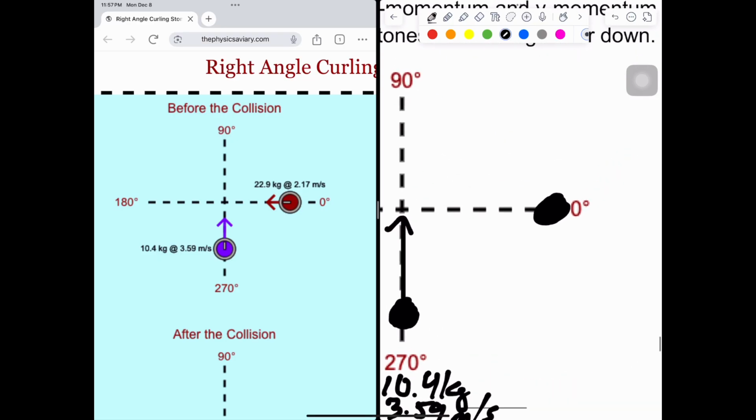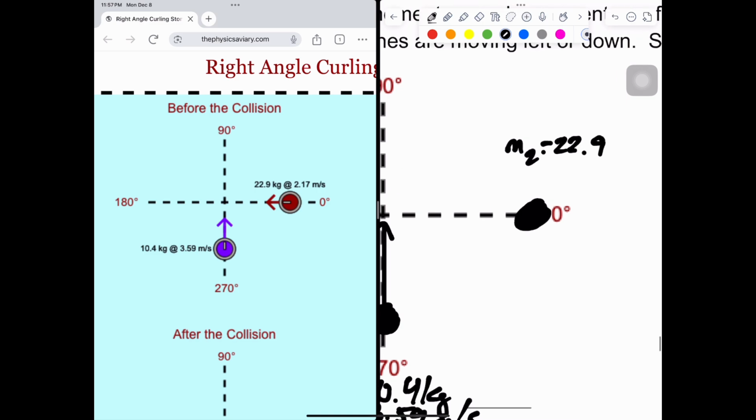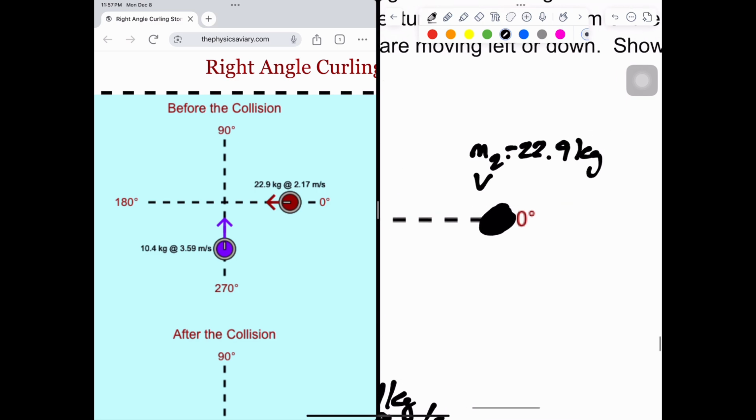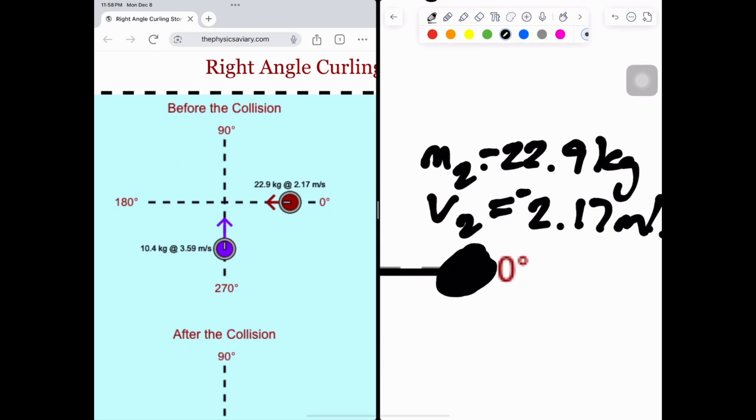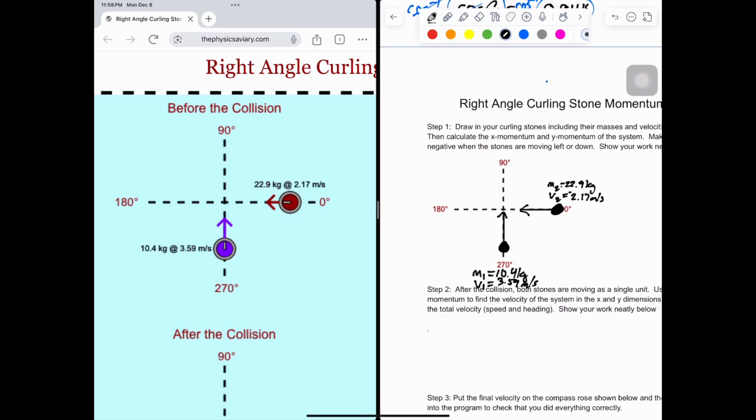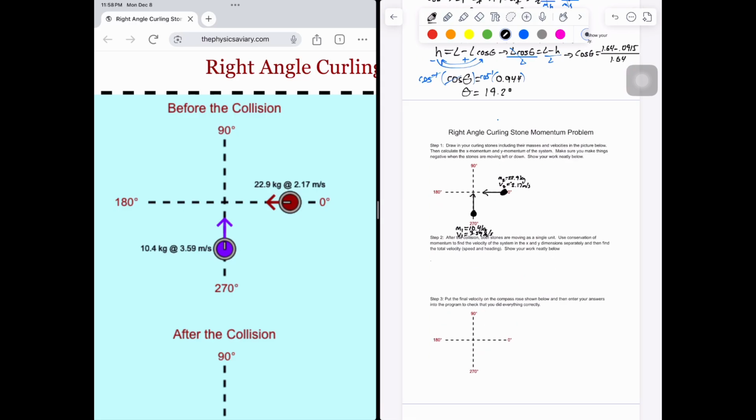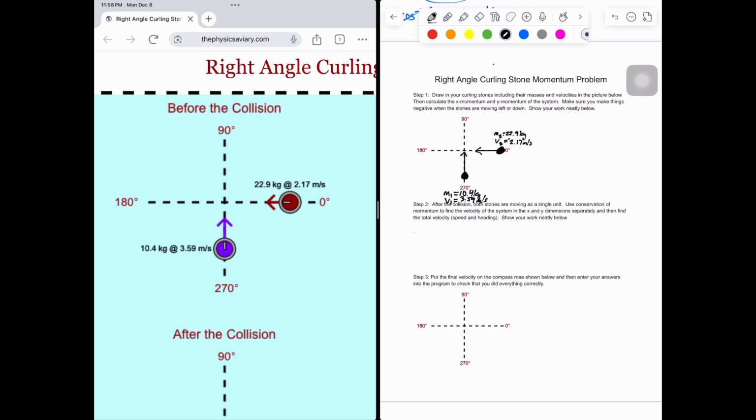Okay, I'm going to call this one M2, 22.9 kilograms in my case, and V2 would be 2.17 meters per second. Now, since it's going, in my case, to the left, you're going to have to account for your directions. If you have an arrow going down or left, that's negative velocity, and you do have to account for that. Okay? So just be aware of that when you're putting in your values and computing, okay? Okay, so that's before collision.